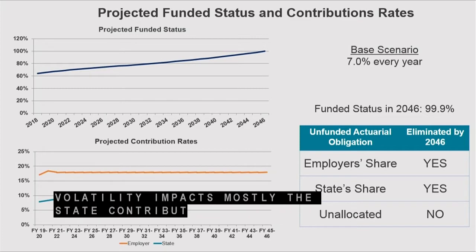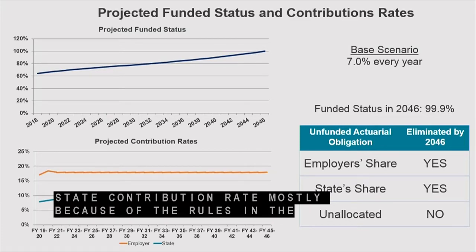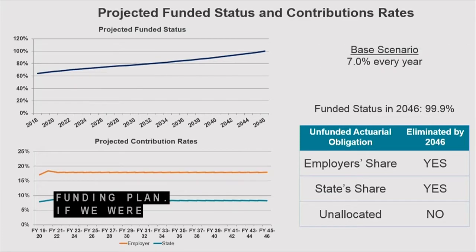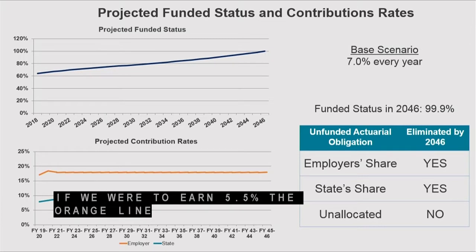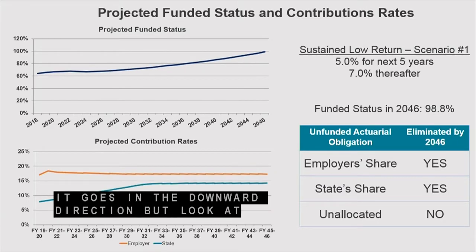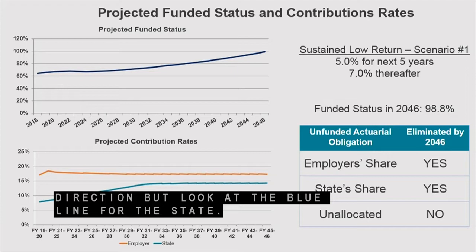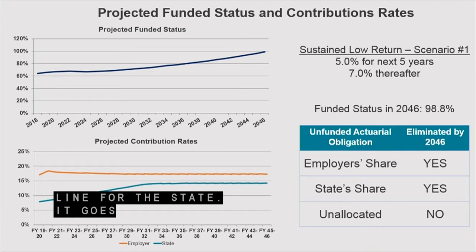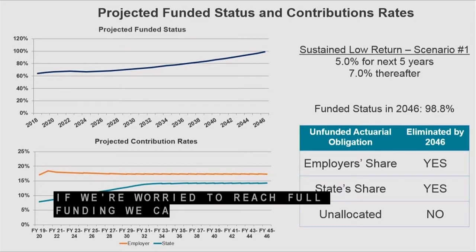So if we were to earn 5.5% the next 5 years, now you can see the orange line, which is the employer, barely moves. It actually goes in the downward direction. But look at the blue line for the state. It goes up to almost 16%. But if we're worried about whether we can reach full funding, we can still pay the employer share and the state share of the unfunded liability. Our funded status is a little bit lower because of the unallocated portion. But you can see here again, most of the burden is on the state.